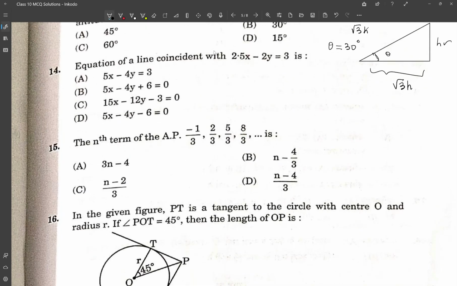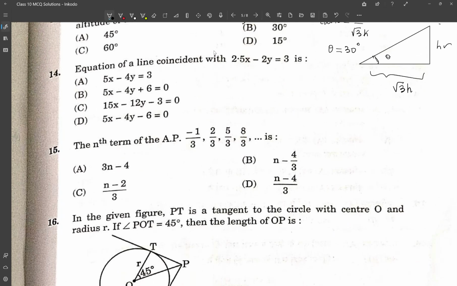14th question. Equation of a line coincident with 2.5x minus 2y is equal to 3. Now recall the concept of coincident lines. Two lines coincide if the ratios a1 by a2, b1 by b2, c1 by c2, they're all equal. We need to find which of the equations has the same ratio with that of 2.5x minus 2y equal to 3. So now, in other words, we can say that it has to be the same equation.